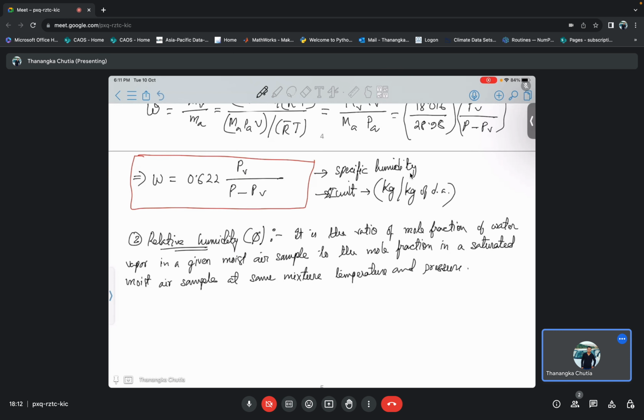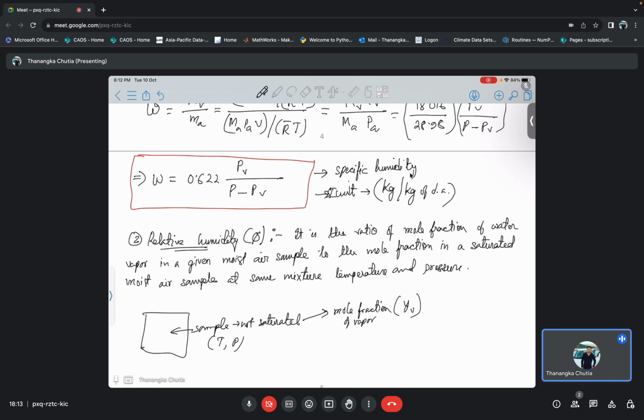Suppose this is my given sample and it is not saturated, and it is at a certain temperature and pressure P. Now if it is not saturated, then it will have a certain mole fraction. Yes or no? Say this is yv, the mole fraction of the vapor.